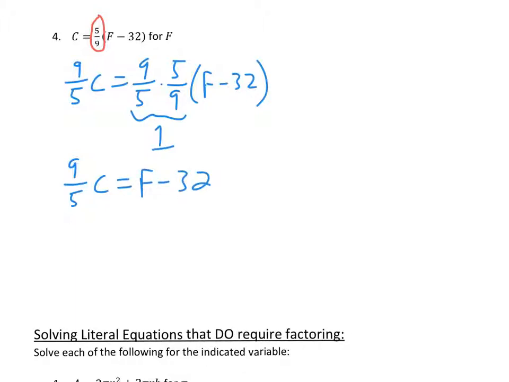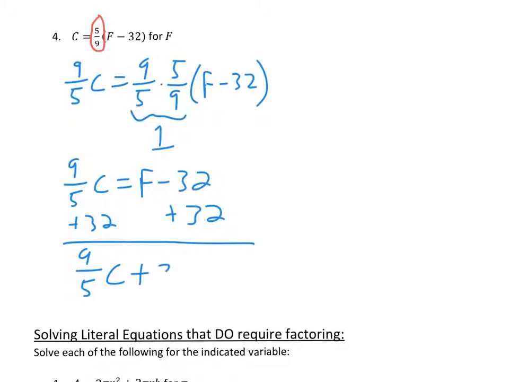Then it's very simple to get the F to be alone. All you do is add 32 to both sides of the equation, and we get 9/5 C plus 32 equals F. And that would be your answer. I usually like to switch it around and put the F on the left side, but this time I'm not going to bother doing that.